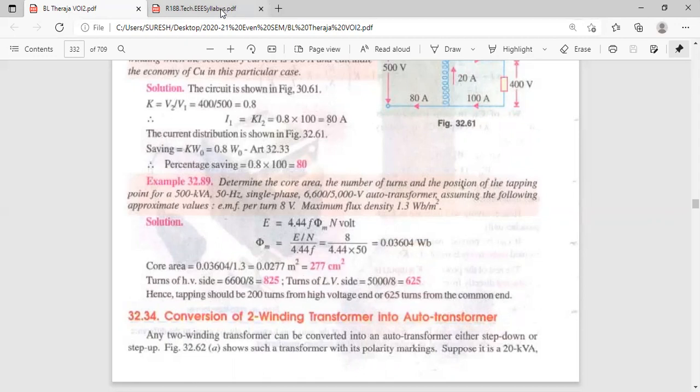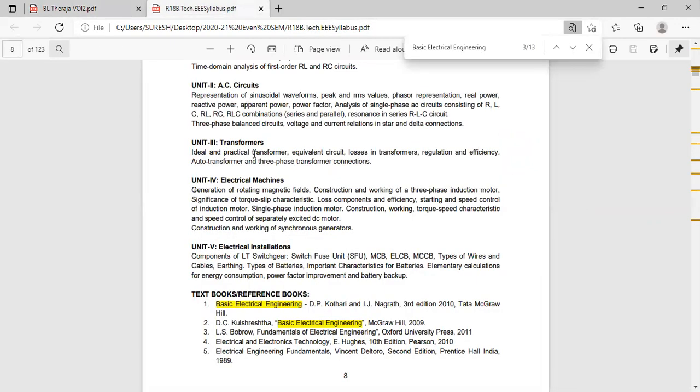With this, we have completed our auto transformer. Now see your syllabus in transformers. We have completed practical transformer construction. What are the two types of transformer according to construction?